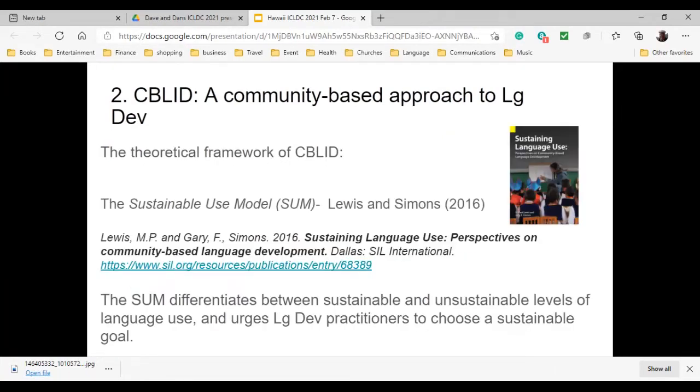Both of these approaches are based on a theoretical model known as the Sustainable Use Model by Lewis and Simons, 2016. There's a link to that book there. In this particular model of language development, the main insight is that it differentiates between sustainable levels of language use and unsustainable levels of language use, helping practitioners of language development to choose levels of language use that are sustainable as their goals of development.